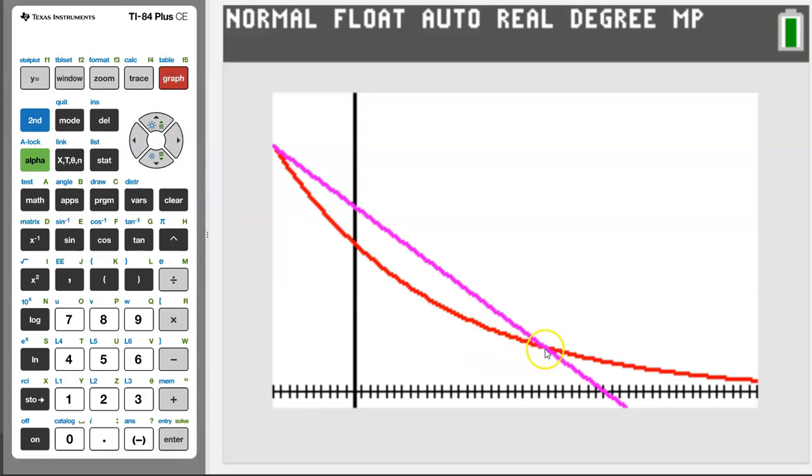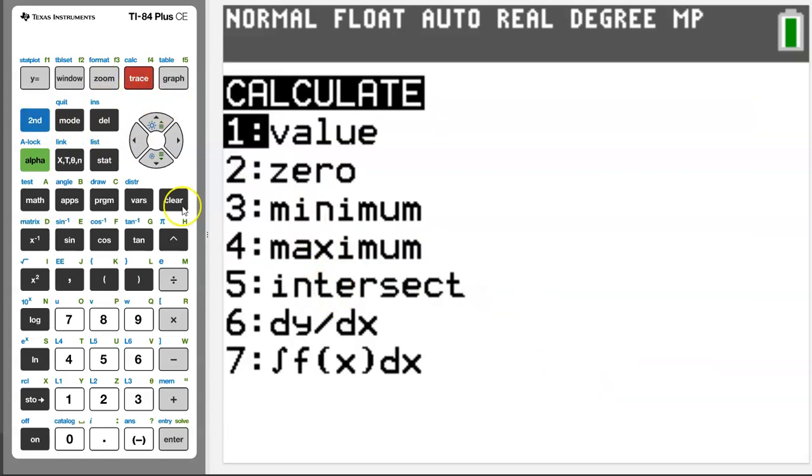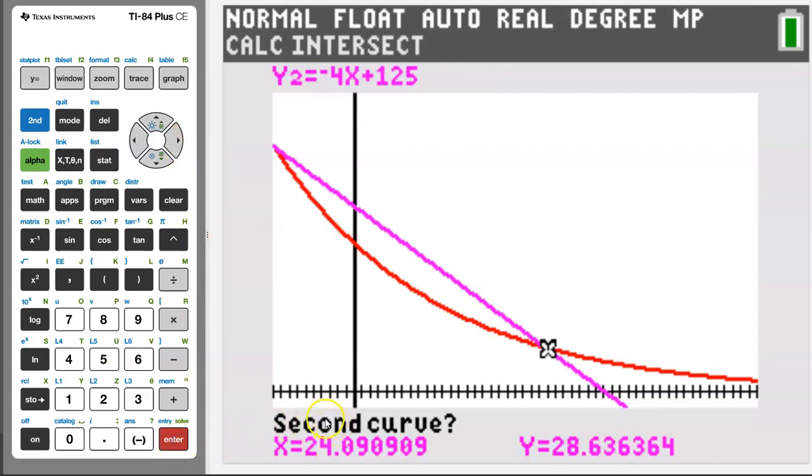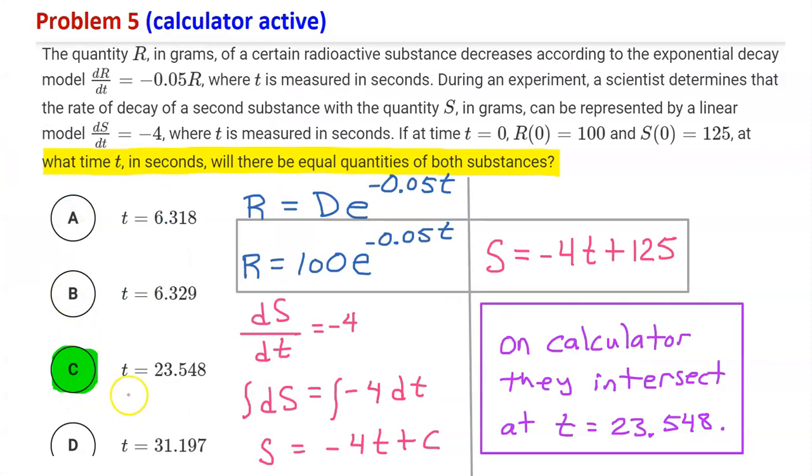We just need to see what this intersection point is. So hit second trace, choose intersect, option 5, and move your pointer over close to the point of intersection, and hit enter. When it says second curve, just hit enter. When it says guess, just hit enter again. So this x is the time, this is really t, and it is 23.548. So the answer is C.